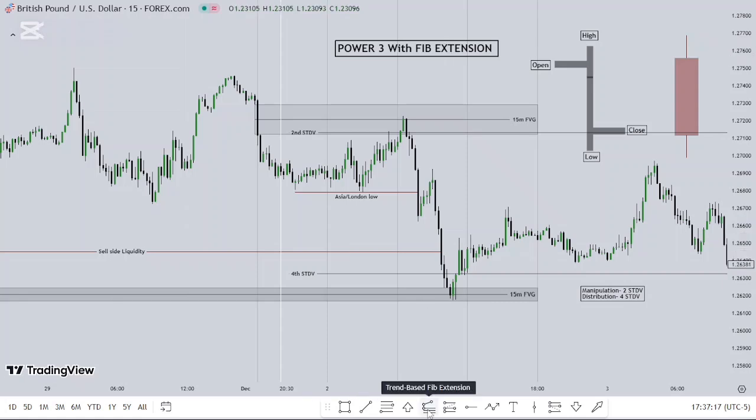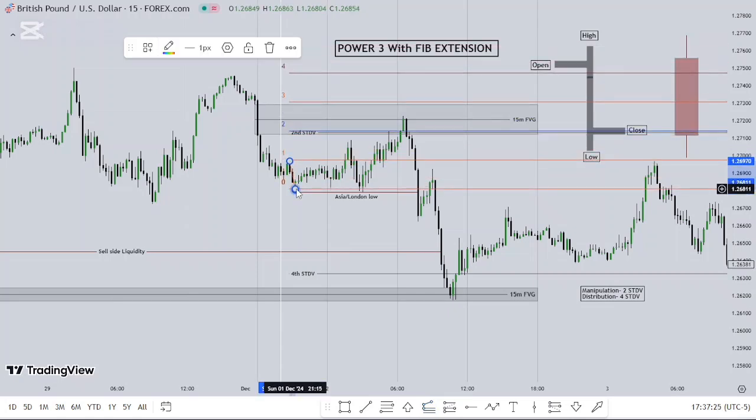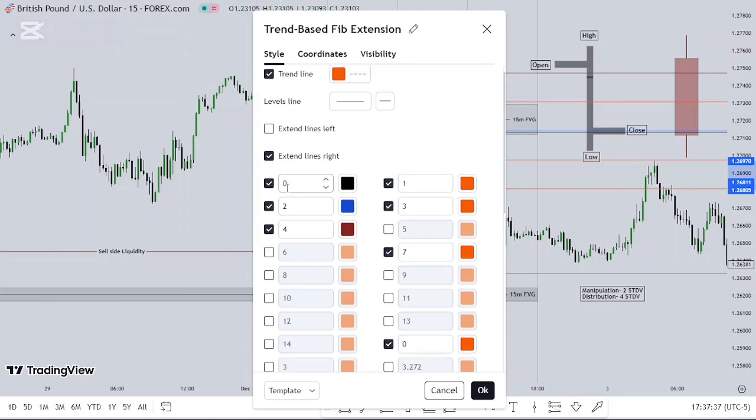Let me just show you the settings for it, because it's a very nice tool. I just wanted to share with you guys so we can use it to find these deviations when you're trading Power 3. So this is the tool. These are the settings that I'm using. We could just start from 0, 1, 2, 3, 4, 5 up to 14. Then these other numbers, I use them when I'm trading maybe the higher time frames. We have a mentorship where we do this and explain more in detail about this Fib extension.